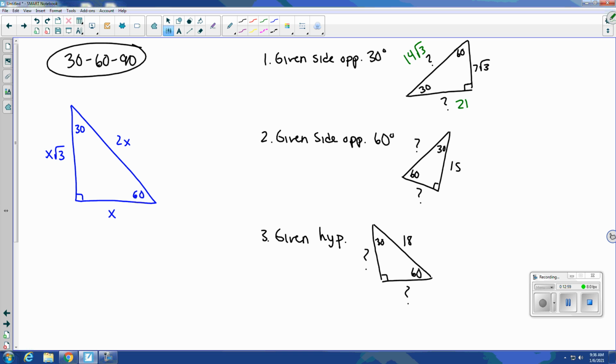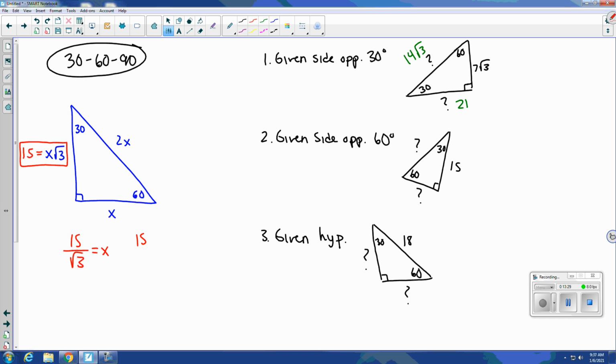So let's jump over. What if you're given the side opposite 60 degrees? So if we're given the side opposite 60, we're going to go over to our reference triangle. We're going to say the side opposite 60 was given, and it is 15. There's an equation set up here, so it's not explicitly obvious what x is, and I want x so that I can find the other two sides using my reference triangle. So we're going to have to solve that equation by dividing by the square root of 3. We're going to want to rationalize this because we don't want the square root in the bottom.